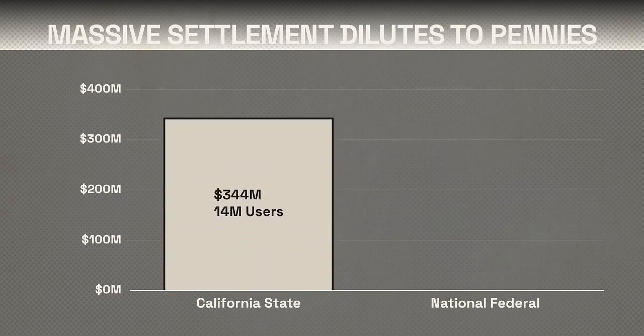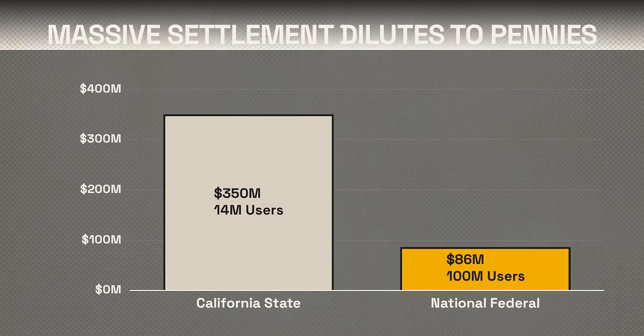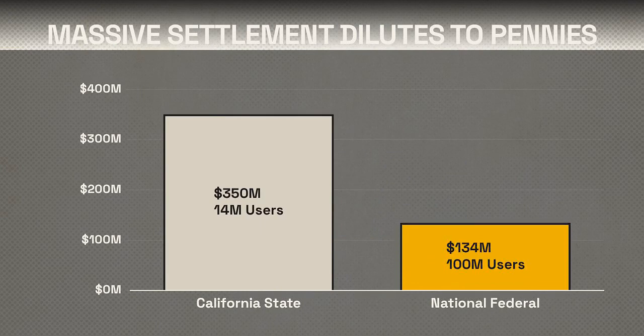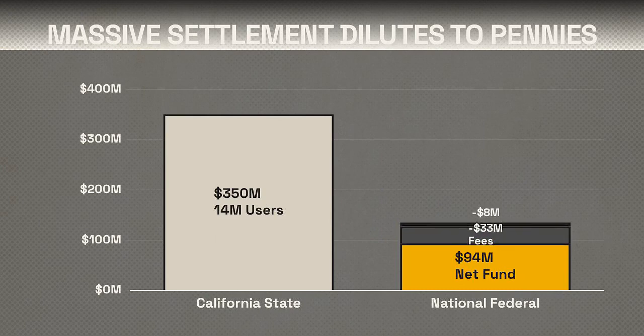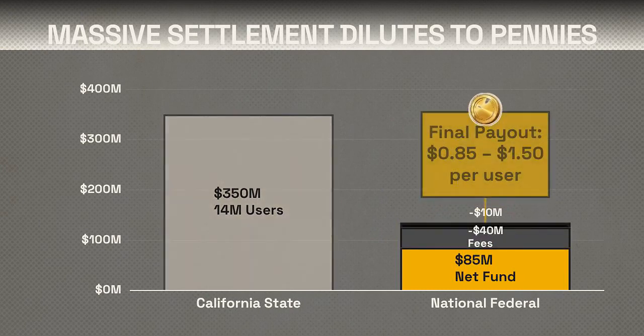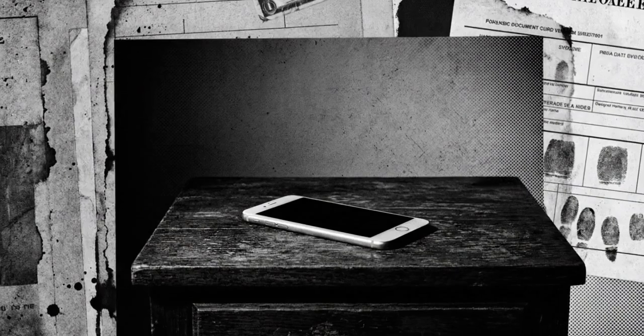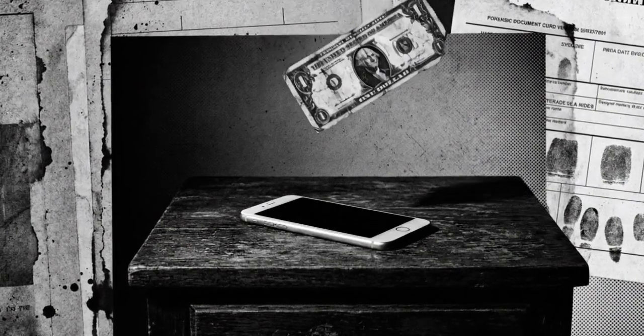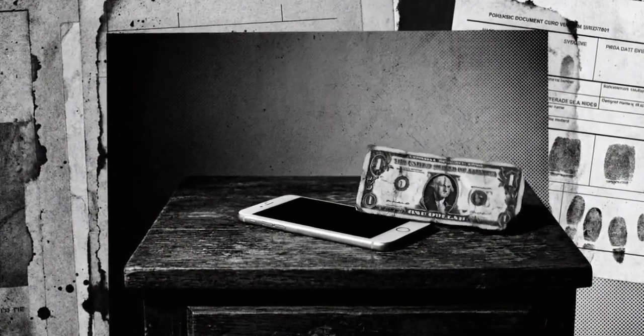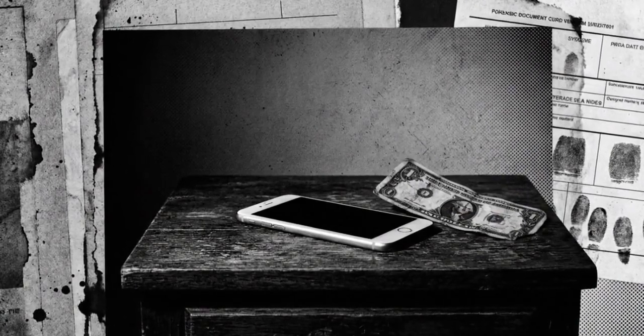California's 14 million users received $350 million. The federal action for 100 million users settled for $135 million. After fees, the payout drops to between 85 cents and $1.50. After years of silent, unauthorized data consumption, the average affected user will receive roughly $1 in return.